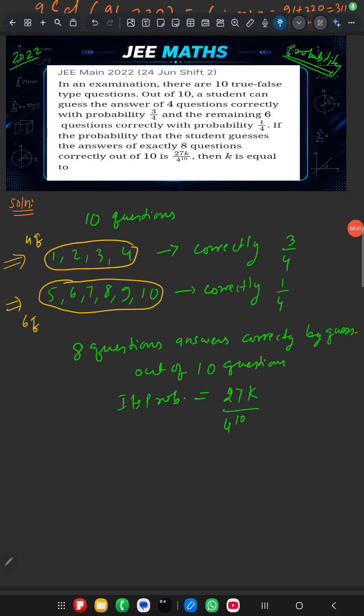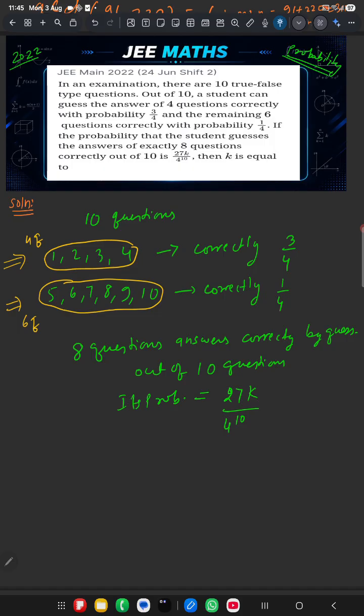Very interesting question from Probability Chapter, 2022 JEE Main Maths. The question is like this. In an examination, there are 10 true-false questions. Out of 10, a student can guess the answer of 4 questions correctly with probability 3 upon 4, and the remaining 6 questions correctly with the probability 1 upon 4. If the probability that the student guesses the answers of exactly 8 questions correctly out of 10 is 27 into k upon 4 power 10, then k is equal to, you have to find out.